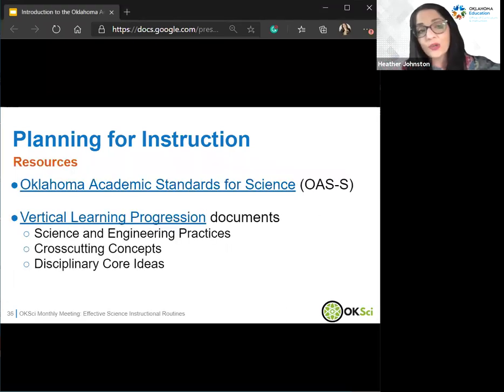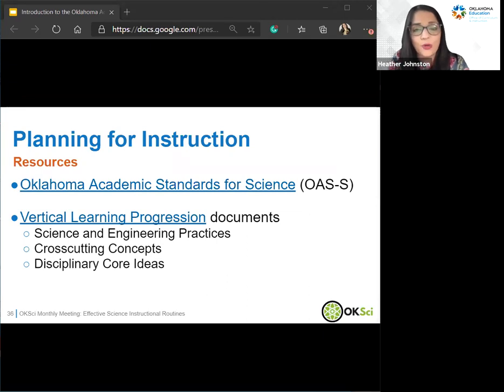Different resources you can use for planning for instruction here are the Oklahoma Academic Standards for Science, the standards document, which I am now linking inside the chat box. That standards document has all of the standards pre-K-12 and the introduction pages that were shown to you earlier that had the general descriptions of each of the dimensions. All of that is located in there.